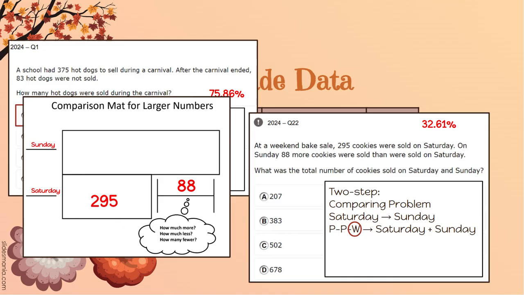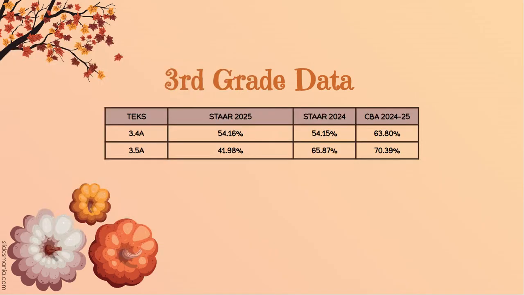Once I get my strip diagram labeled, it's pretty easy for me to see. To find Sunday, I'm just going to add them together. Once you know Sunday, then you'd add that to Saturday in order to get the total. But there's a lot going on in that problem.